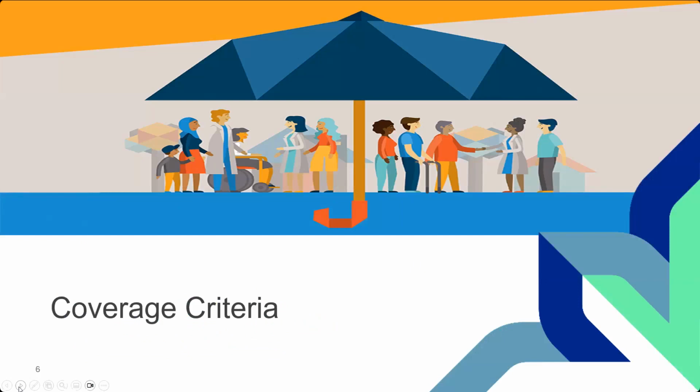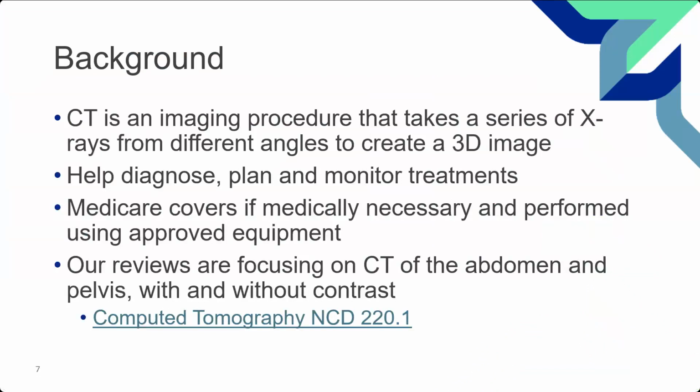Now that we're aware of why we're doing this and what we're reviewing, let's move on to the coverage criteria and what we're reviewing for. So starting with some background information on CT scans. CTs are an image produced that take a series of x-rays from different angles, and it creates a 3D image. Now, we use CT scans in the medical community to help diagnose, to plan things, and to monitor treatments for our patients.